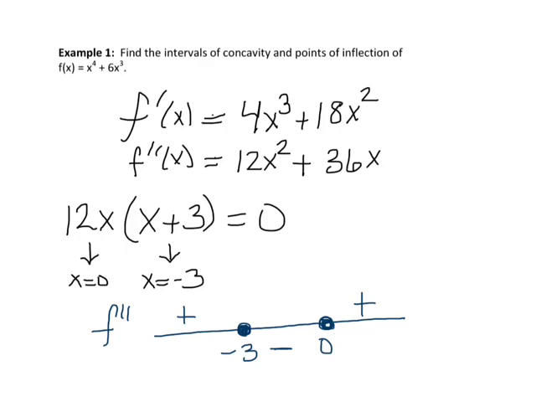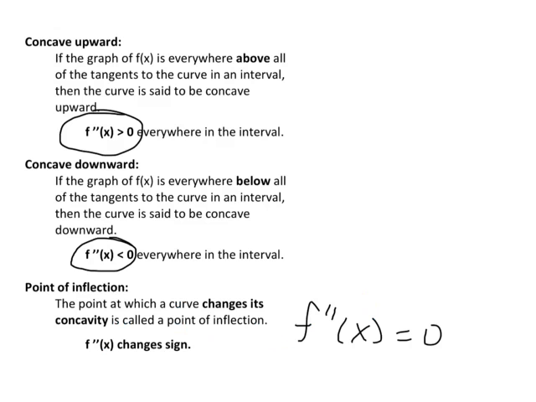So let's take a look here. Negative 3 and 0, are they points of inflection? Let's go back to our definition for inflection point to figure this out. An inflection point is when the function changes concavity. This is when the second derivative changes its sign. So going back to our number line, did we change sign?